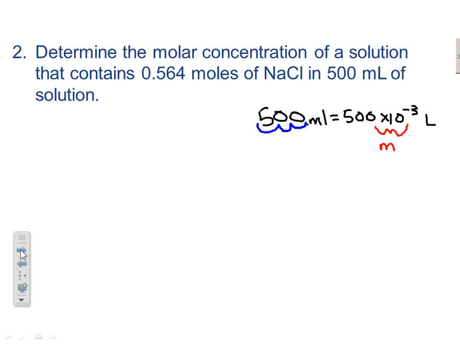1, 2, 3. All right? So we move that thing 3 steps to the left to make the number smaller. That's what times 10 to the minus 3 is.